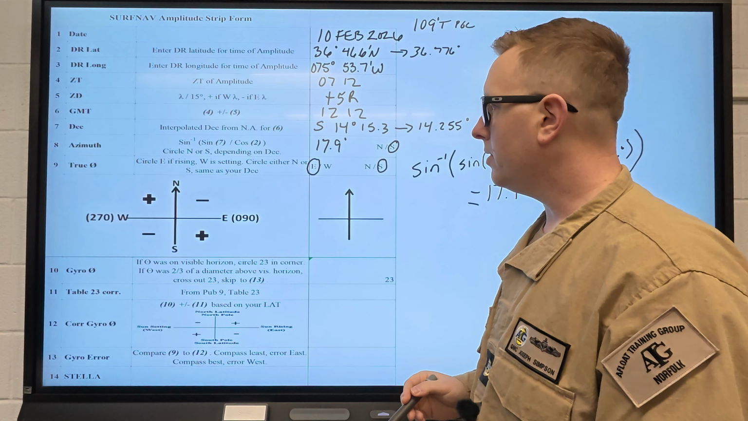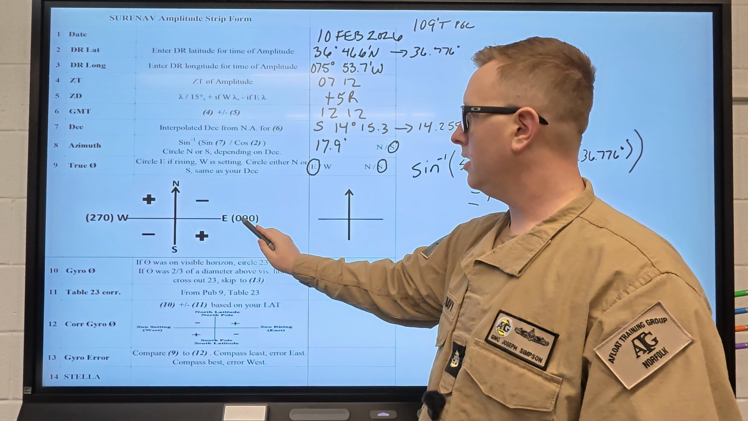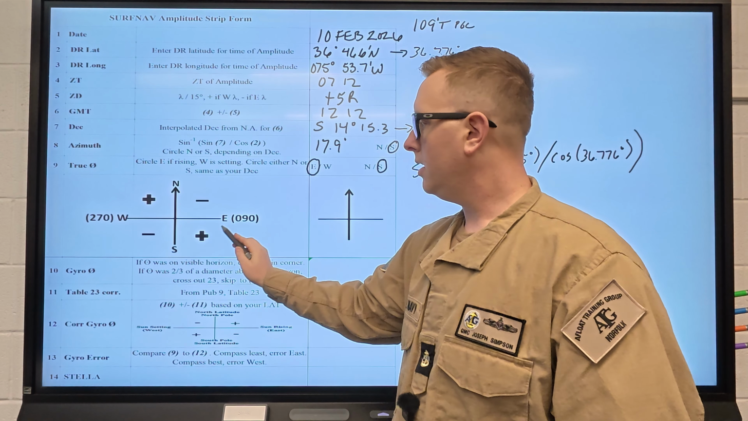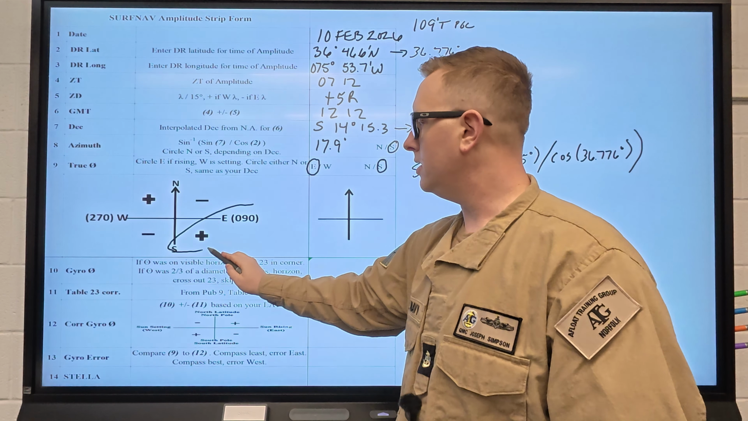Now, we're going to take number 8, and we're going to either add it or subtract it depending on this right here. Since we circled these right here, east, south, we're going to be using this one right here.